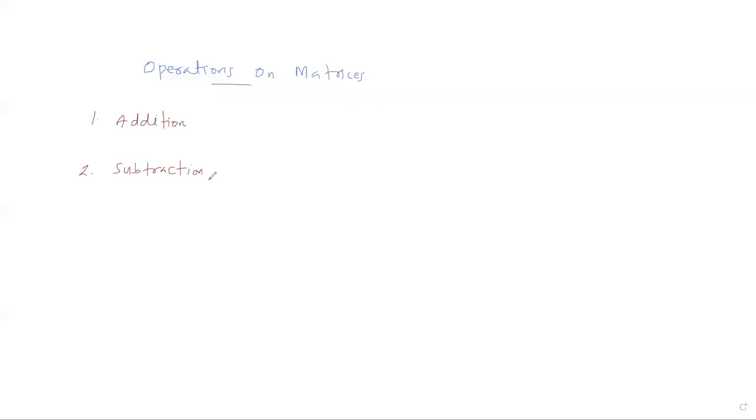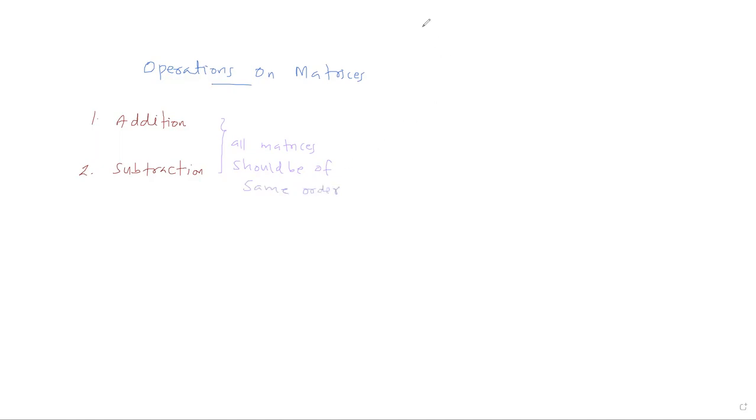Addition, subtraction. इन दोनों के लिए, so suppose if you have two matrices A and B or three matrices whatever it is, all matrices should be of same order. Should be of same order. Means same order का होना चाहिए.